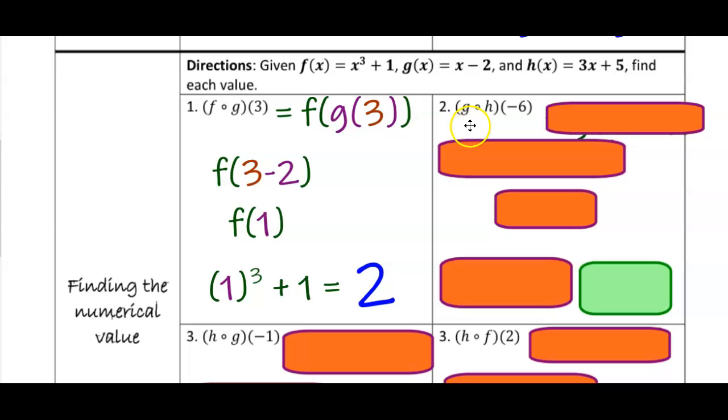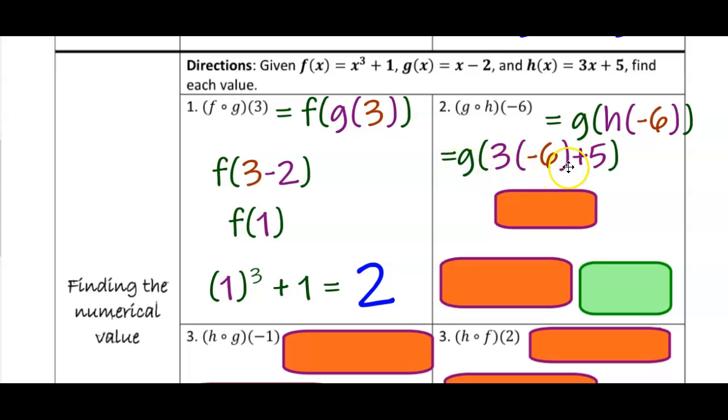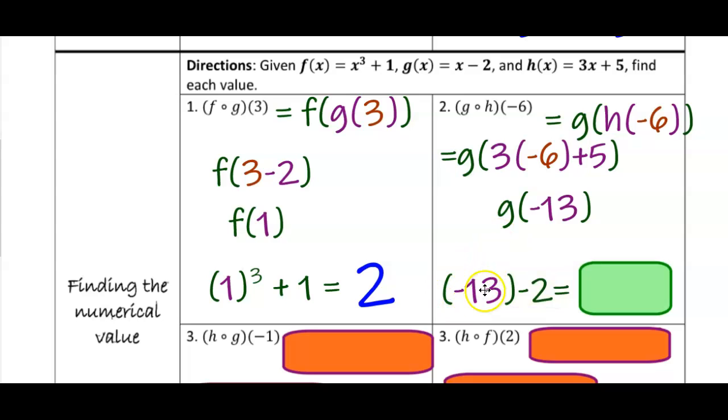For number 2, I'm doing g of h of negative 6. That can be rewritten like this, g of h of negative 6. I'm going to start by plugging negative 6 into the function h. So this is the function h with negative 6 plugged in. 3 times negative 6 is negative 18, plus 5 is negative 13. Now I'm going to plug negative 13 into the function g. So that's negative 13 minus 2, which gives you the value negative 15.